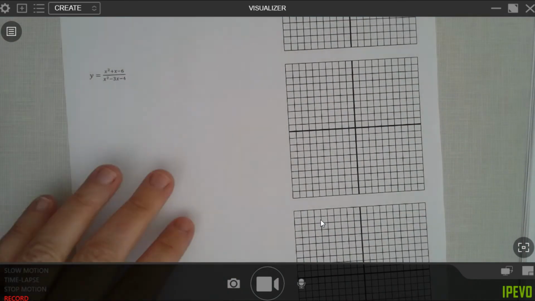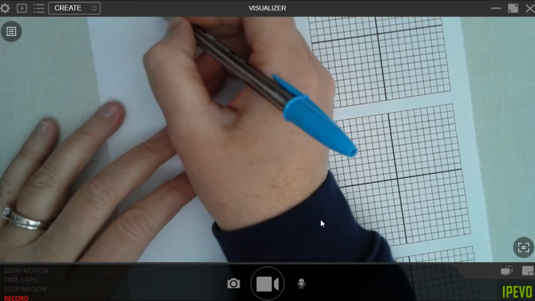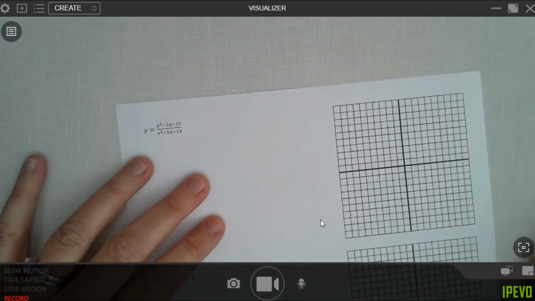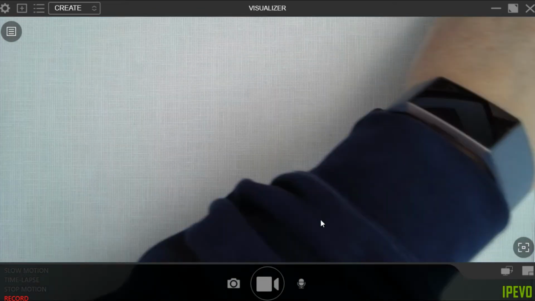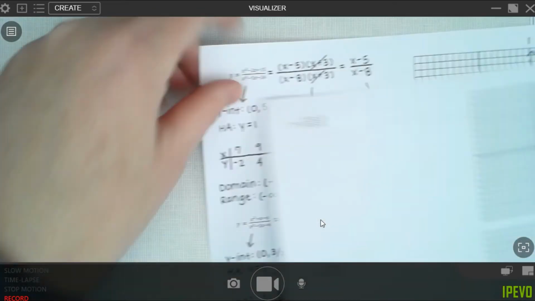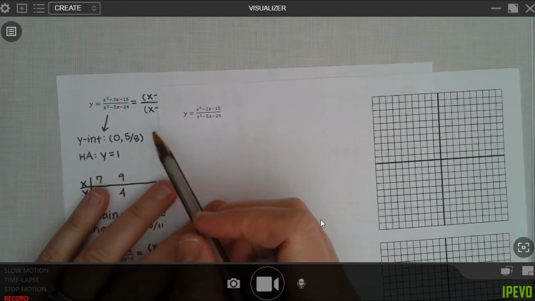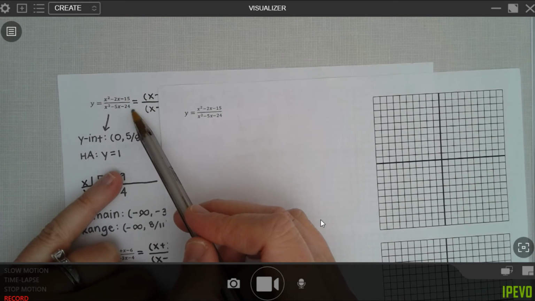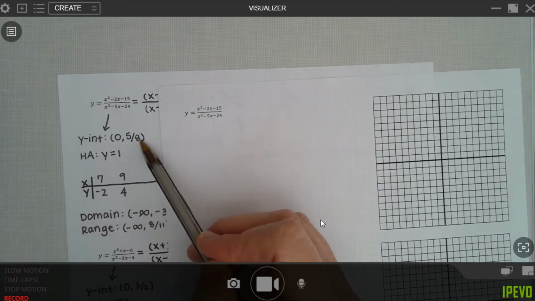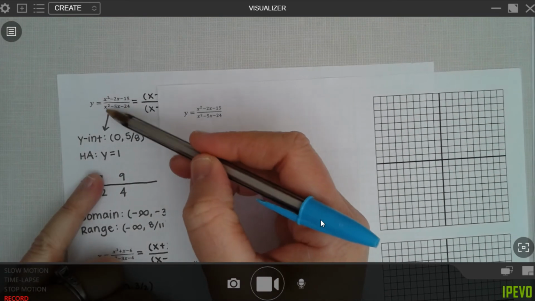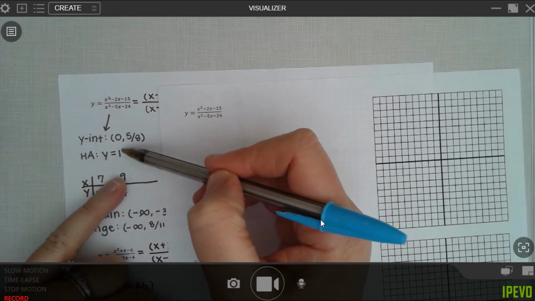So onto the back, find the y-intercept. You make everything 0. I'm just going to show you this one right here because I'm going to have kids coming in here soon. So what I did here is plugged in 0. I got -15 over -24. That reduces to 5/8. These are the same, so x squared over x squared gives you just 1.